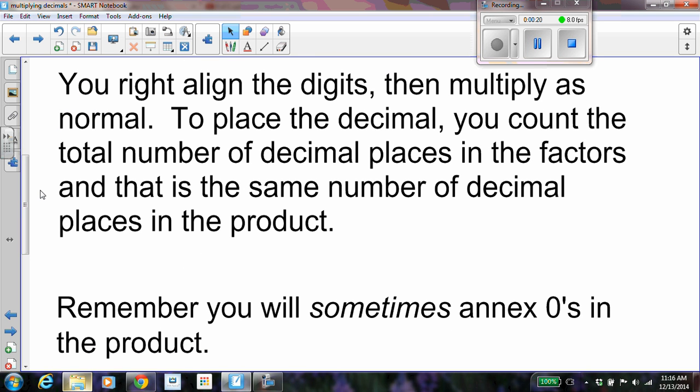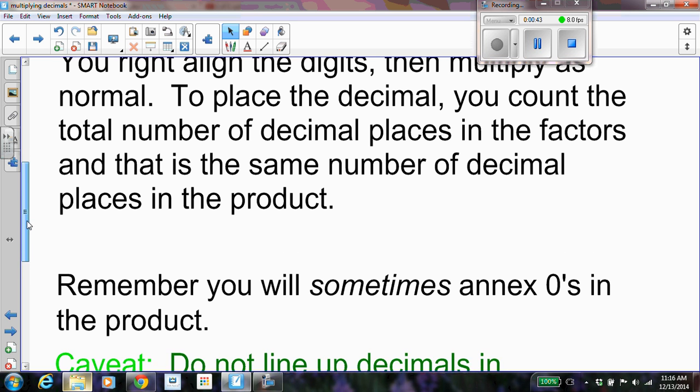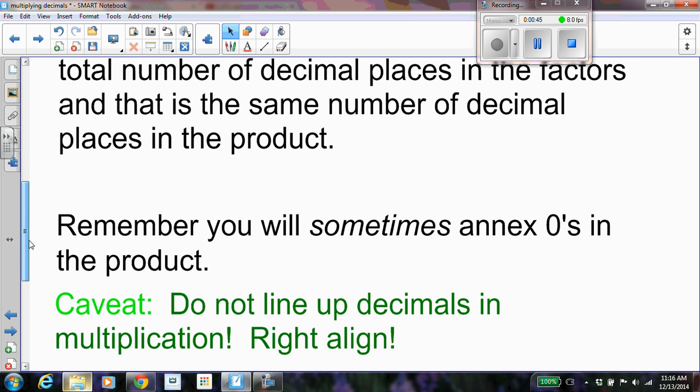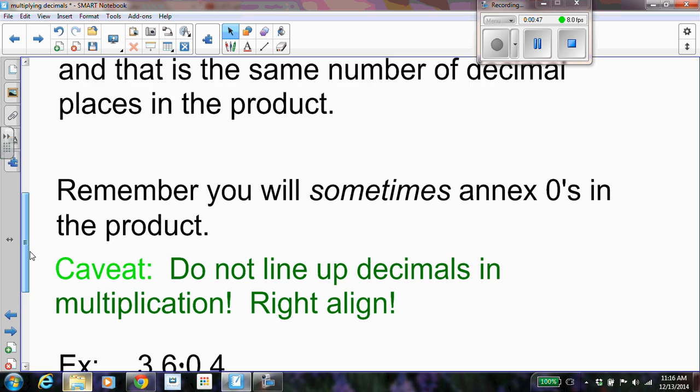We write a line. I want you to get out of that, but we are not aligning place values and decimals with multiplication. With addition and subtraction, yes. With division, we are concerned about alignment of the decimal. But in multiplication, we total them up and we place the decimal at the end when we find the product. Remember, sometimes we will have to annex. Do not line up decimals in multiplication.